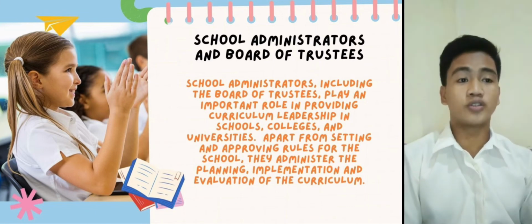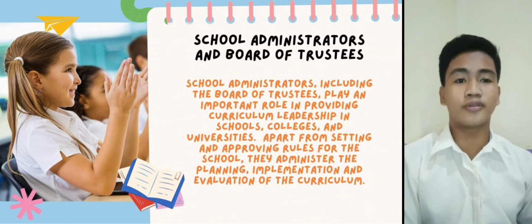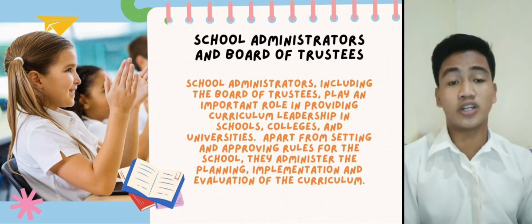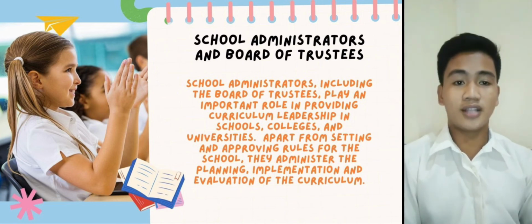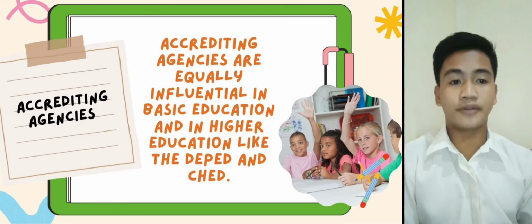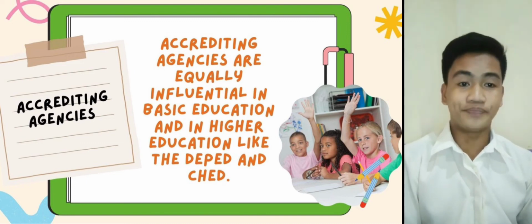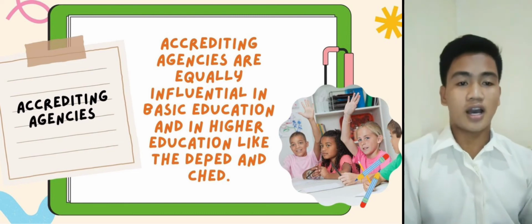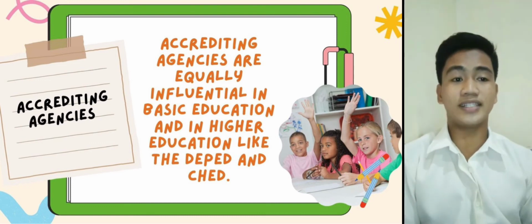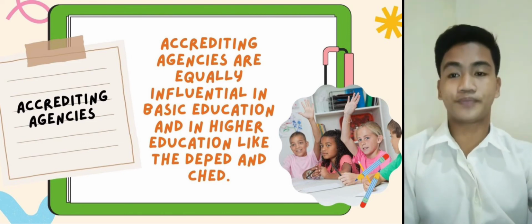They play an important role in providing curriculum leadership in schools, colleges, and communities. Apart from setting and providing school rules, they administer the planning, implementation, and evaluation of the curriculum. The accrediting agencies, they are equally influential in basic education and in higher education like DepEd and CHED. Government policies and agencies. The respondents identified government policies and agencies as the most influential in the curriculum planning and development.